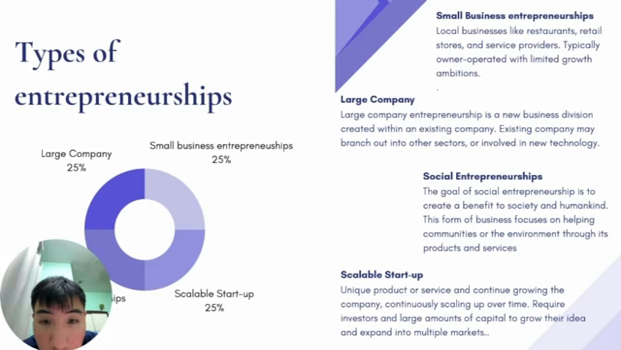There are mainly four types of entrepreneurship, which are large company, small business entrepreneurship, social entrepreneurship, which has been blocked by me in the chart, and the last one is scalable startup. So small business entrepreneurships are the local businesses like restaurants, retail stores, and service providers, typically owner operated with limited growth ambition.